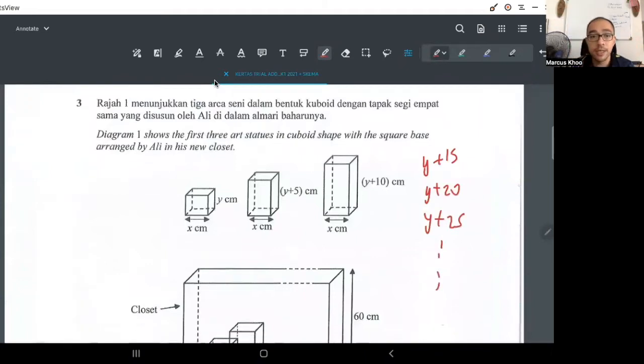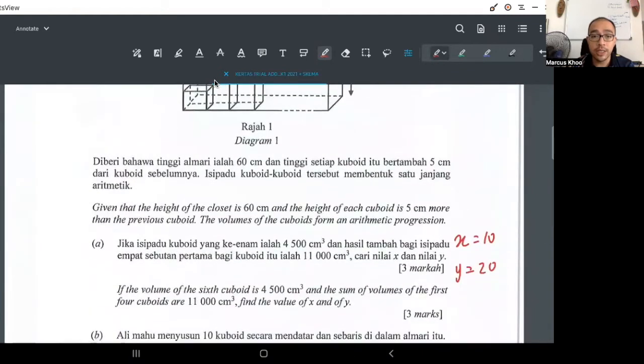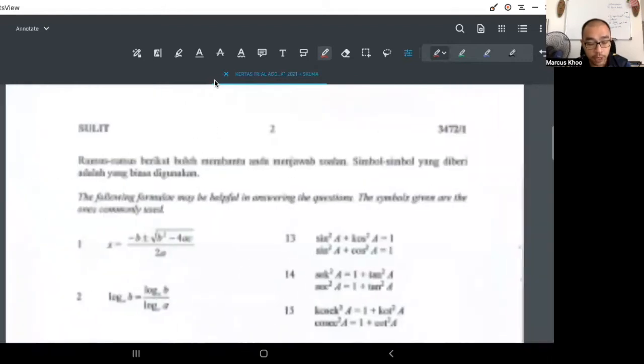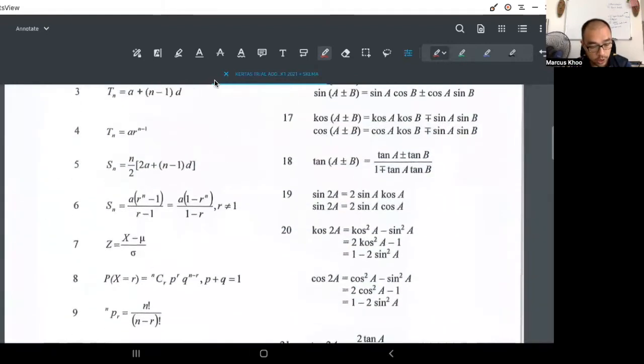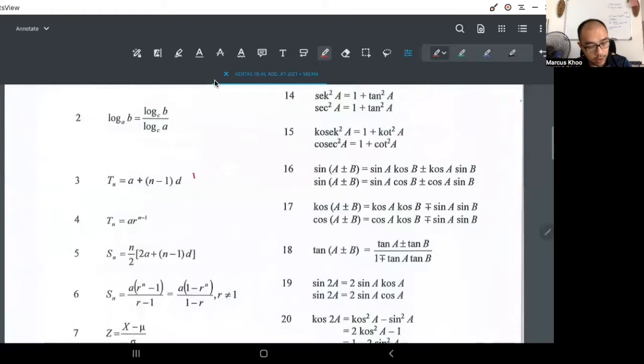Then the question is the volumes form an arithmetic progression. Arithmetic progression. So this is very specific. They already say arithmetic progression. When you think about arithmetic progression, of course, you want to think about the formulas for arithmetic progression, which is 1 and 2.